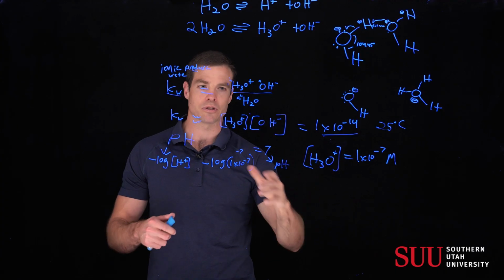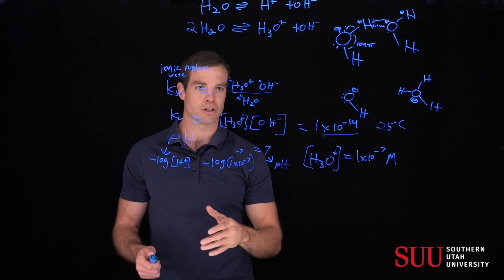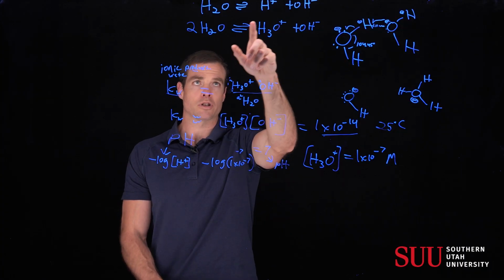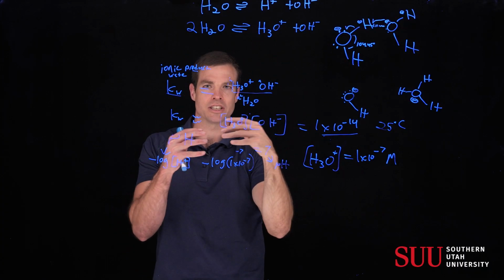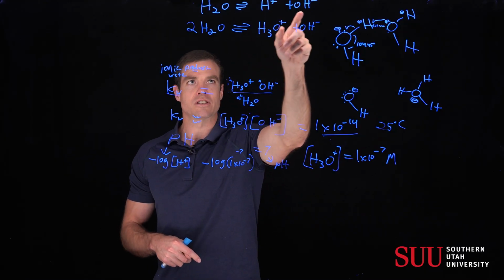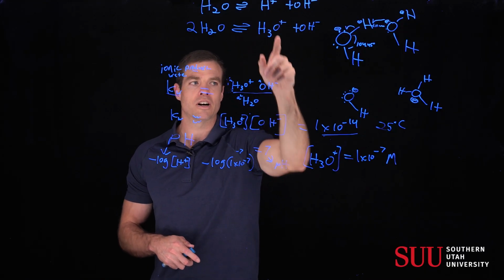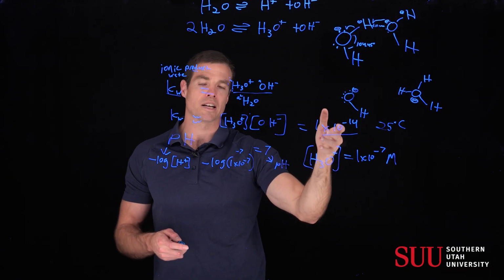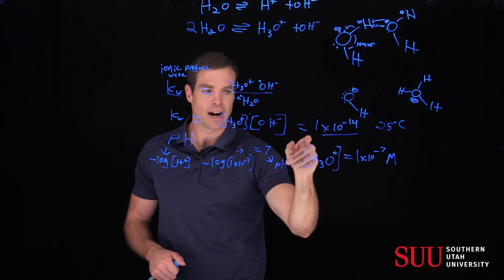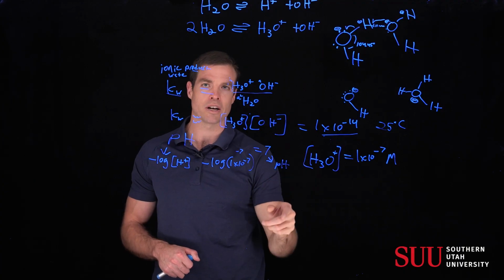At 50 degrees Celsius, or any temperature, or a colder temperature, what happens? Well, if it's a colder temperature, then this is going to happen less often, right? There's less thermal energy for this to occur. If there's less thermal energy, then the Kw is also going to change. It's not going to be quite as high. Therefore, the hydrogen ion concentration is not going to be quite as high.